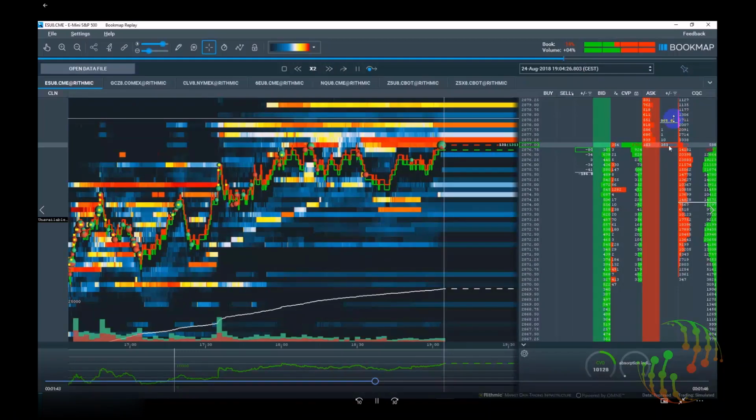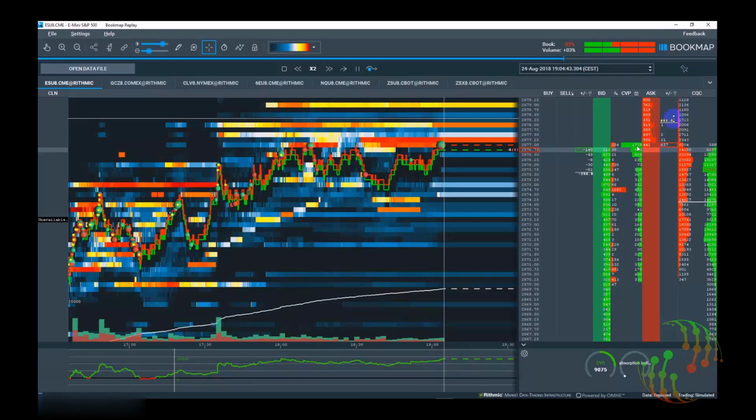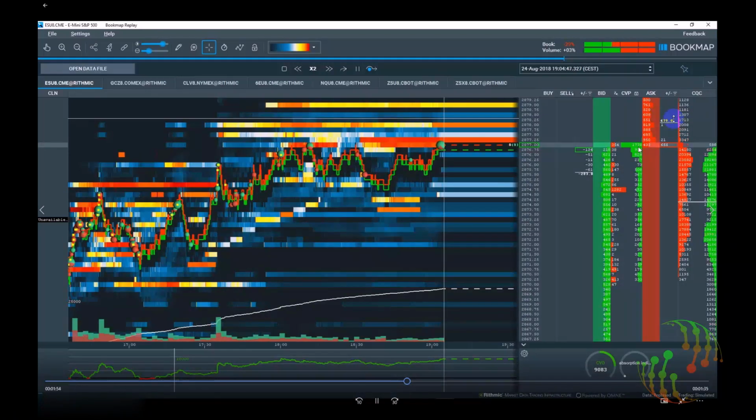400, 300, 700 traded at 77 even. 1,700 traded at 77 even.